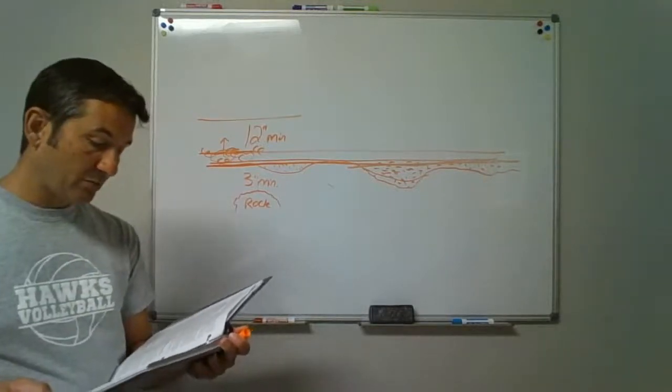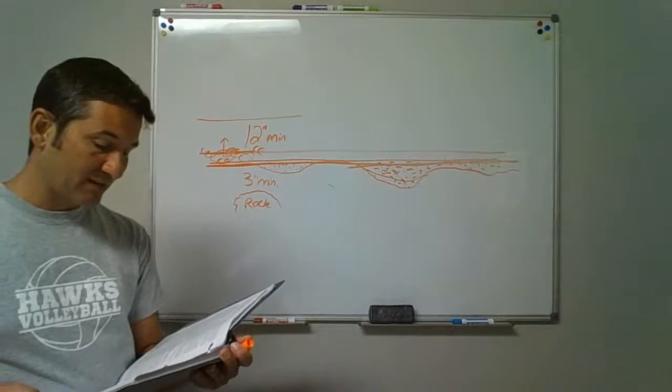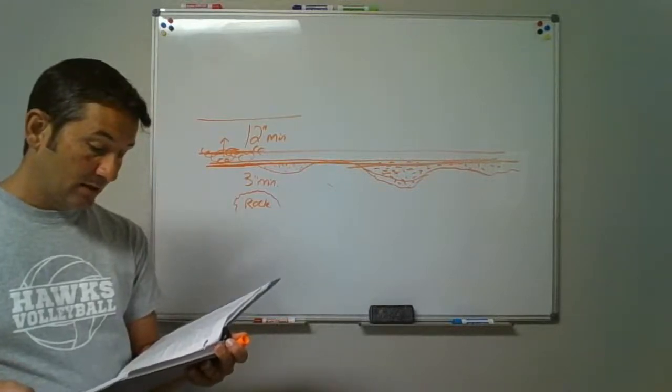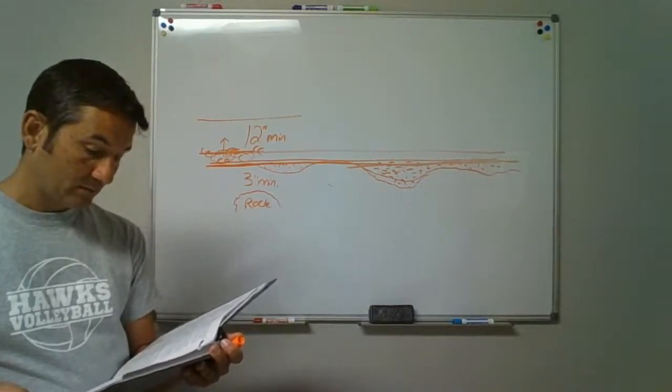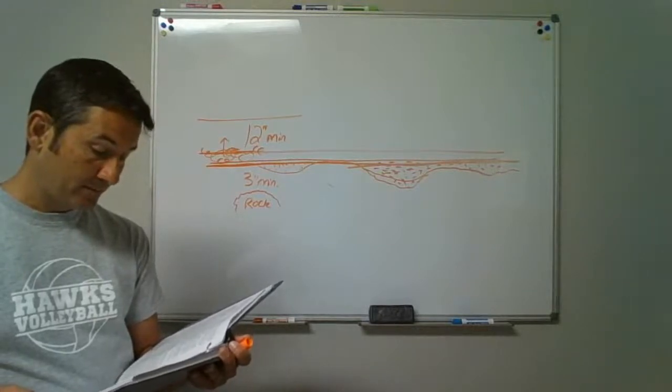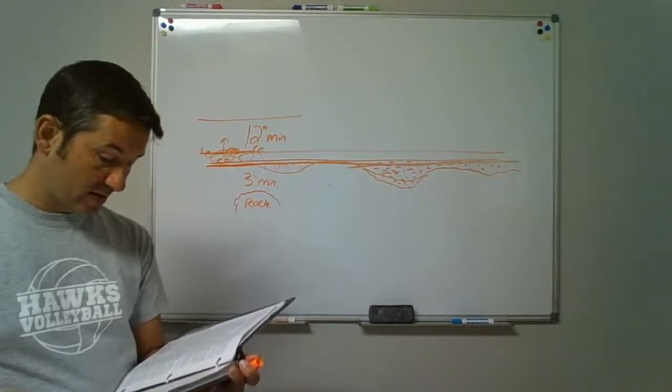Bringing in backfill should be brought up evenly on both sides of the pipe so the pipe remains aligned. All right, tunneling talks about that. I'll let you read that on your own.